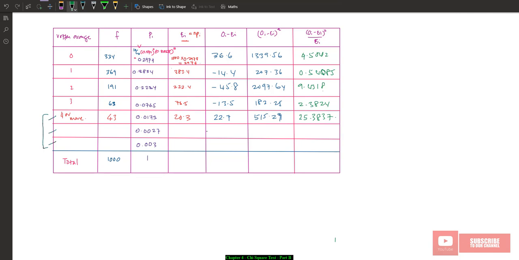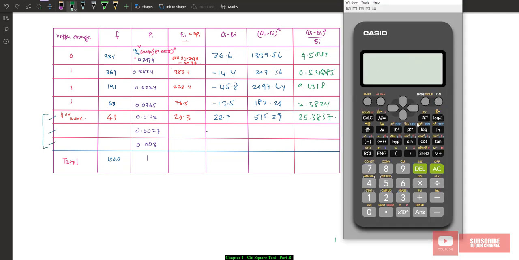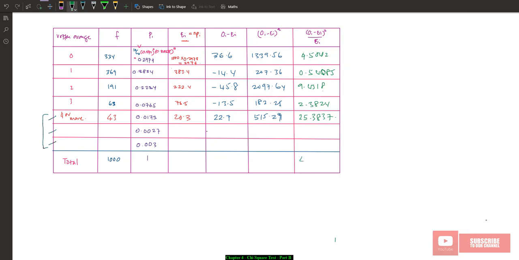So the total goodness of fit value is 4.5042 plus 0.54085 plus 9.4318 plus 2.3824 plus 25.3837. So this one should be 42.24.